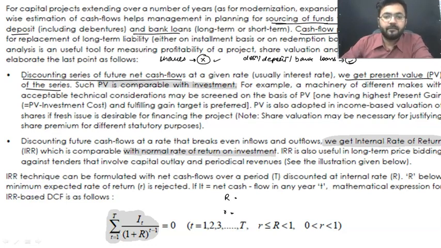So this R means the internal rate of return, that means the expected rate of return which I am getting after discounting that investment, and this other R is going to be my normal rate of return.